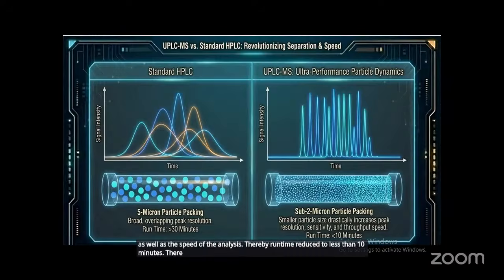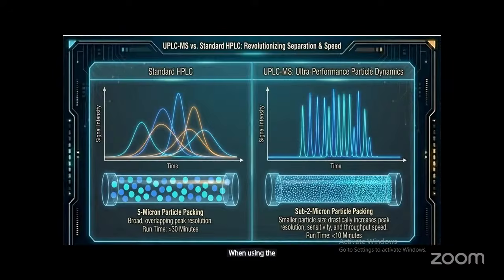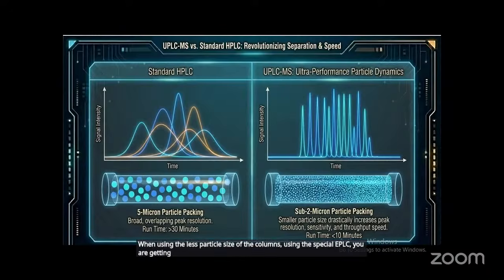There you can see that in the standard HPLC with large particles, overlapping peaks are there. When using columns with smaller particle size, especially in UPLC, you are getting a good resolution separation of the peaks. That is the advantage of this spectroscopic technique in the case of total antioxidant capacity measurement. Next slide.